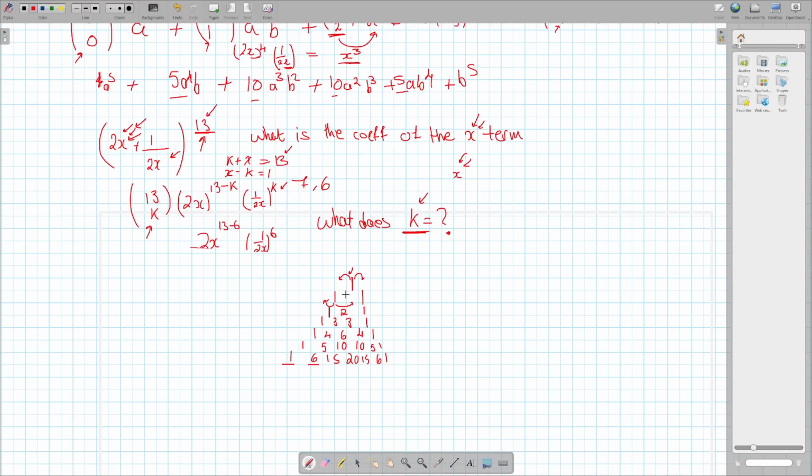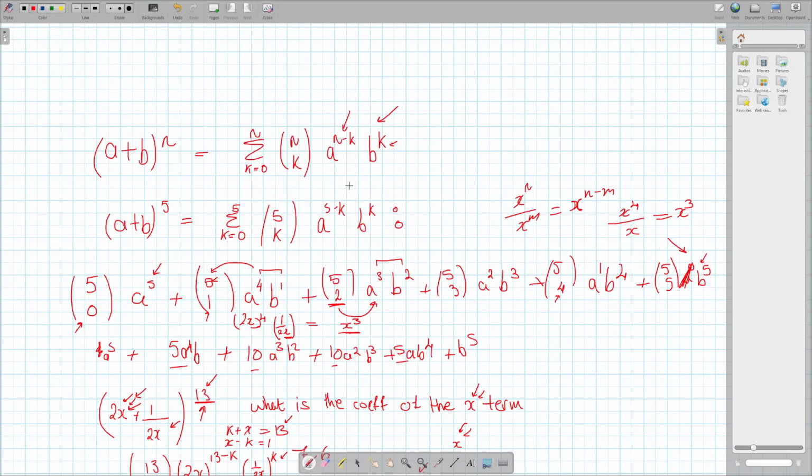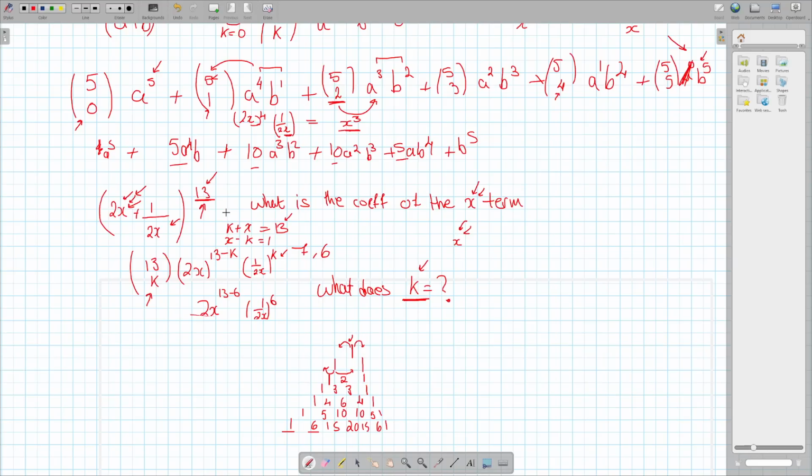So let's say, for this example, a plus b to the power of 5. Power of 5, meaning we're working with 5. The first one always, the coefficient, it doesn't have a coefficient, it has 1. So you take this one, done. Then the second term, its coefficient is 5.